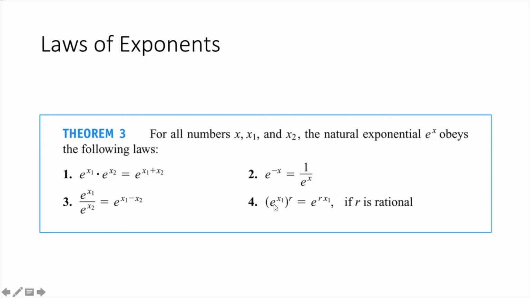And then finally, e to the x1 raised to the power r is equal to e to the power r times x1. And again, we have to put a note on that that says if r is rational. It turns out this is true for any real number r. We just can't prove it yet.